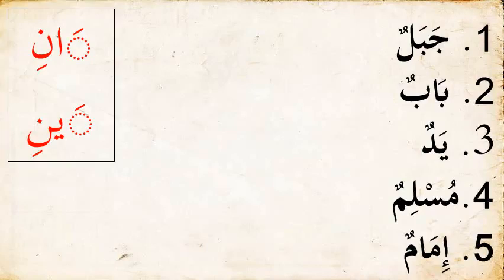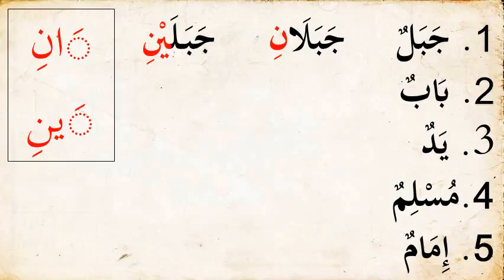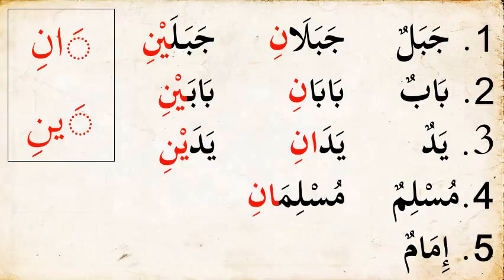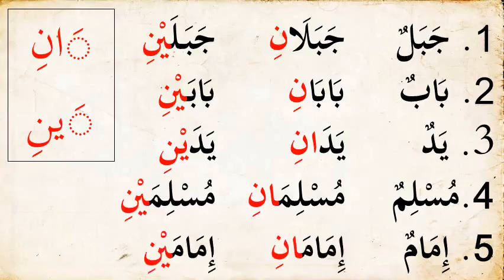Let's go through the answers. The word Jabalun, to convert it to the dual, 2 mountains, it would be Jabalani, Jabalaini. The word Babun would become Babani, Babaini. The word Yadun, Yadani, Yadaini. The word Muslimun, Muslimani, Muslimaini. The word Imamun, Imamani, Imamaini.